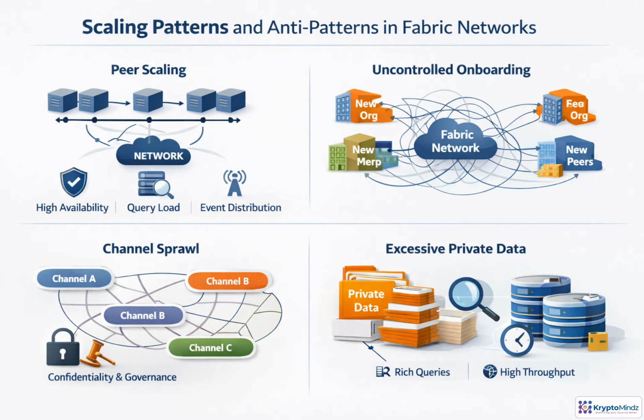Scaling Fabric works best when capacity is added deliberately. Add peers horizontally to improve availability, absorb read and query load, and distribute events without changing the overall topology. At the same time, every new organization, MSP, peer, channel, and endorsement rule adds coordination cost. Avoid creating channels for every relationship unless confidentiality or governance truly requires it. Private data collections and rich queries are powerful as well, but overusing them in high-throughput paths can create bottlenecks.